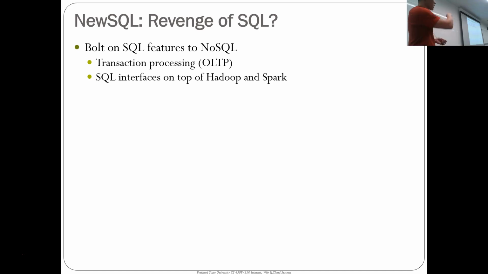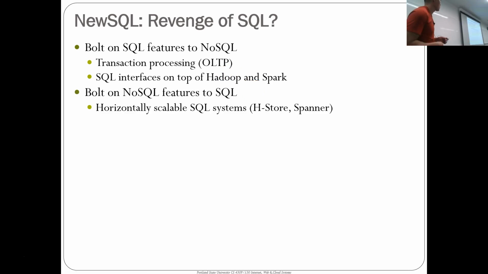This is my thing, Revenge of SQL. The idea of NewSQL is to take SQL features like ACID properties and try to bolt them onto NoSQL without too much overhead. People have been putting SQL interfaces on top of these large-scale data processing engines, Hadoop and Spark. We'll do a little bit of this at the very end of this course. The other thing people are doing is bolting NoSQL features onto regular SQL databases, trying to take a SQL database and horizontally scale it. This is what H-Store and Spanner are trying to do.